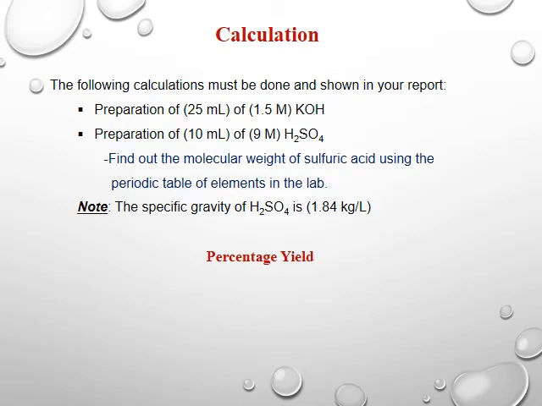Well, for the calculation, any synthesized molecule must be accompanied with the percent yield of that molecule. يعني كمية الناتج لازم أعرف how much we made. فهنا عندنا بالبداية راح نسوي preparation ل 25 ml of 1.5 molar KOH ونسوي preparation ل 10 ml of 9 molar H2SO4 وبعدين نوجد المولكيولر ويت مالته. بالنهاية نحاول نستخرج البرسنت yield.